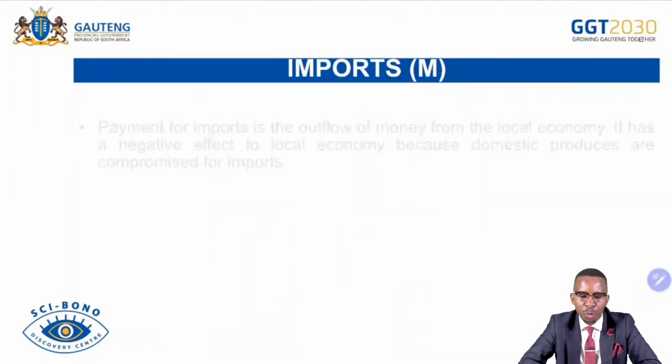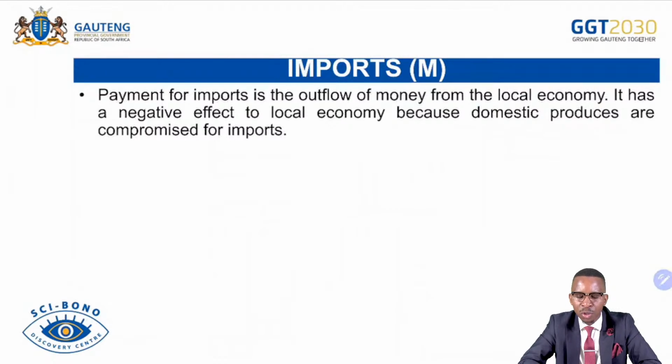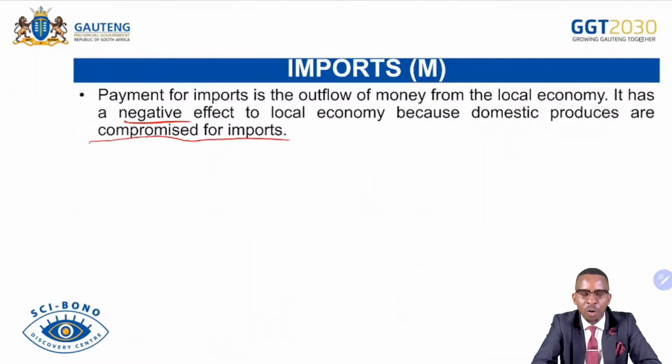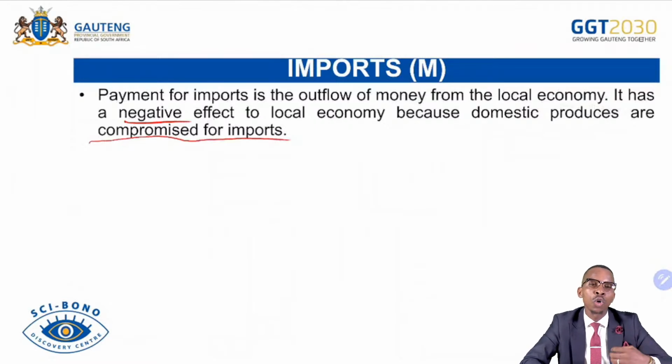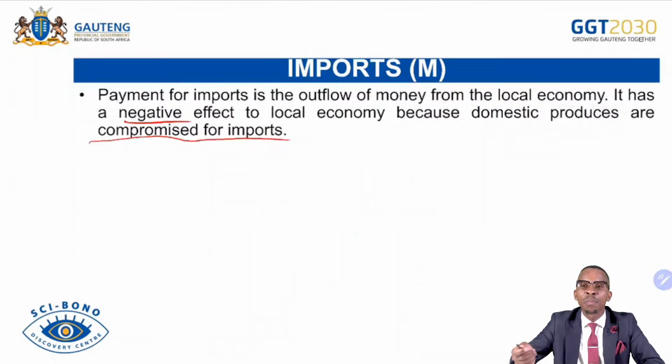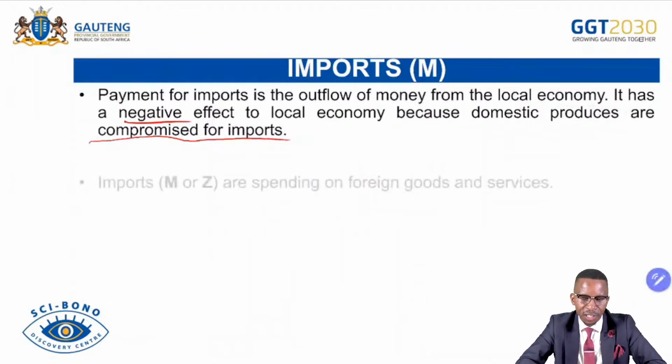And then imports, or payment for imports. Payment for imports is the outflow of money from the local economy. It has a negative effect on the local economy because domestic producers are compromised for the benefit of imports. Whenever we import goods that can also be produced locally, that's bad, because local products cannot be consumed abroad, but we'll be buying foreign imported goods and services, which is also bad because money will be flowing out of the economy, not increasing our very own economy domestically as a nation.